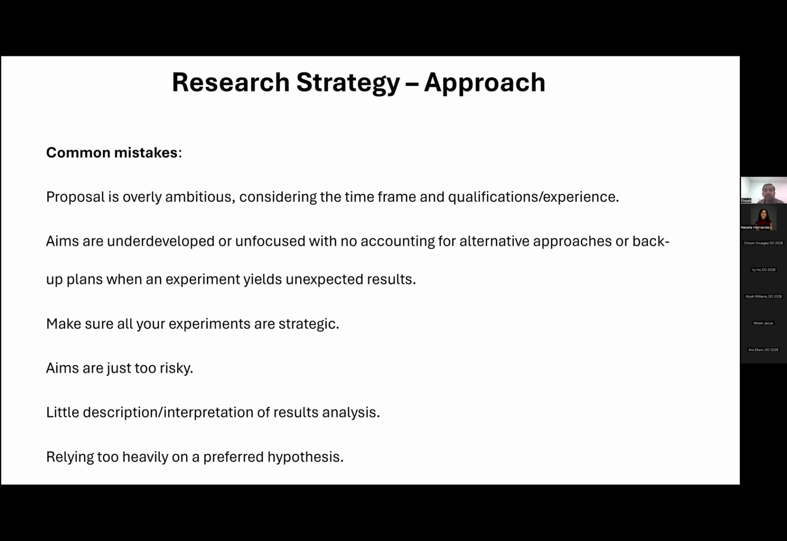Another mistake is little description or interpretation of results and analysis. For example, if you are putting in preliminary data, you are the authority on your research and you know everything. It doesn't mean the reviewer who reads your data is going to understand everything. If he is not able to understand, he will table your application. So give a clear interpretation of results. When I treated my cells with compound X, I got upregulation of gene Y. What does it mean? That information should be there.